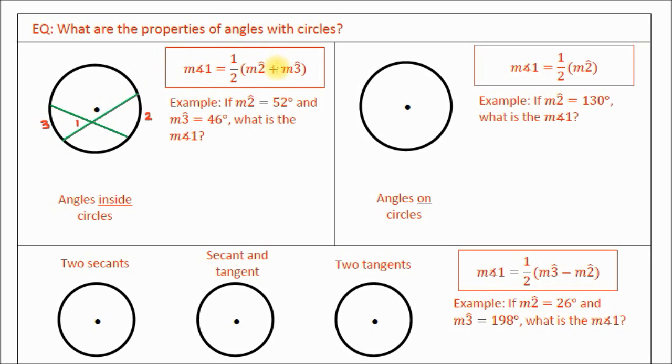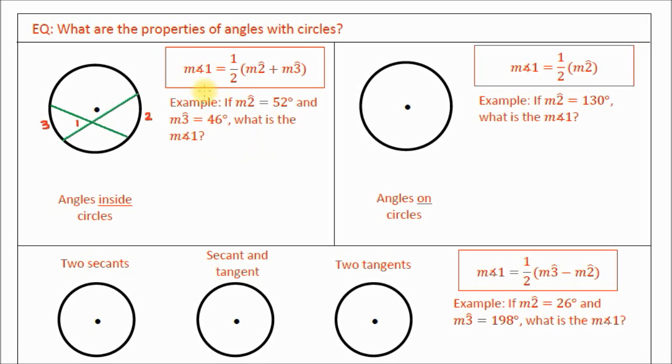And here is our relationship of angles inside a circle. The measure of angle 1 is equal to 1/2 of these two arcs added together. Very simple. So the example would be if the measure of arc 2 is equal to 52 degrees and the measure of arc 3 is 46 degrees, what is the measure of angle 1?